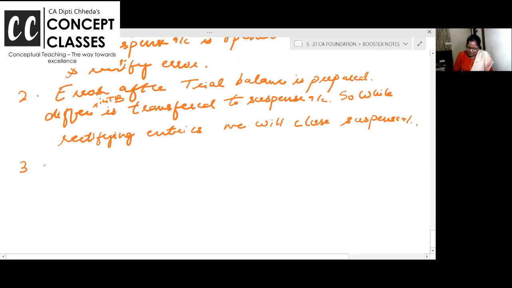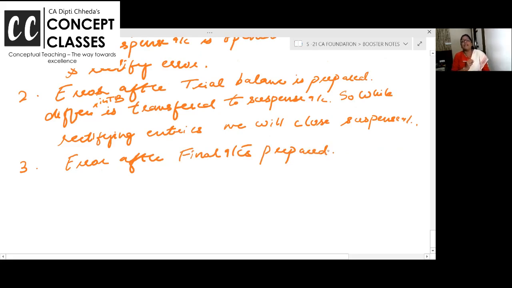Now the third one: error after final accounts are prepared. This is errors after final accounts are prepared. Is my speed fine? Can someone put a message in the chat box? Are you able to write with me? Yes, many of you are attending the class through mobile, so the screen may be small, so I am dictating so you can write with me. But it's very important to write, even if I have given detailed material to you. Error after the final accounts are prepared.